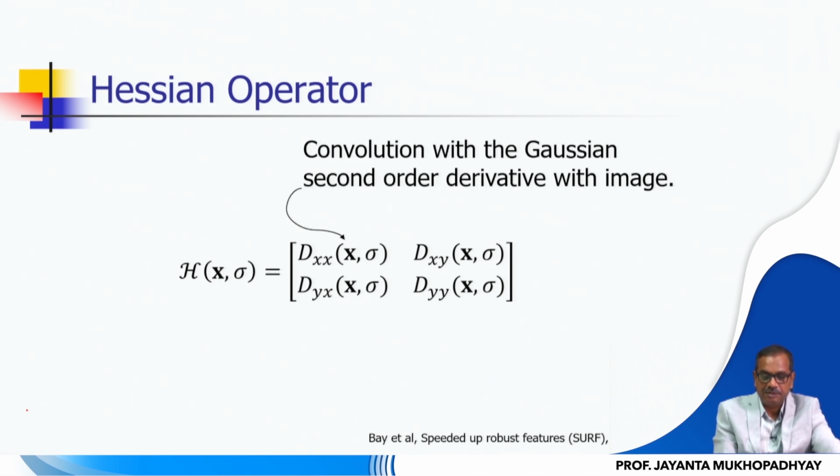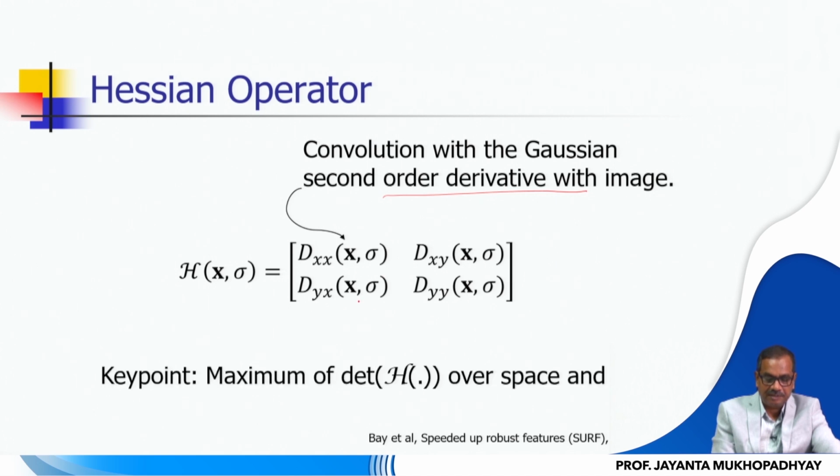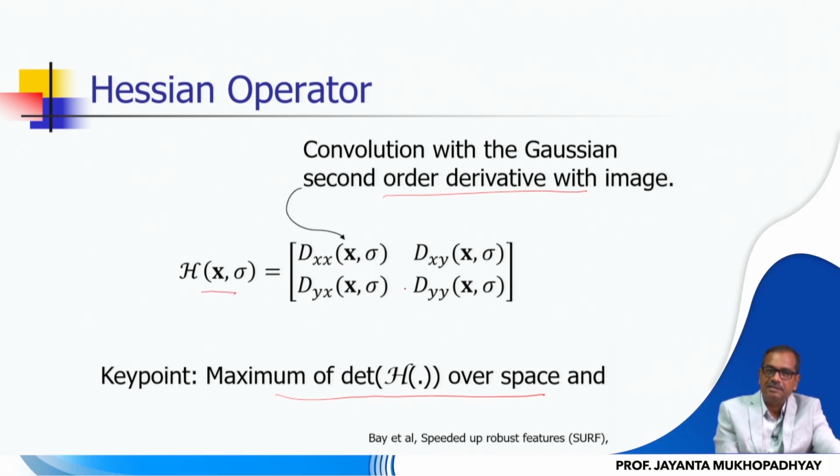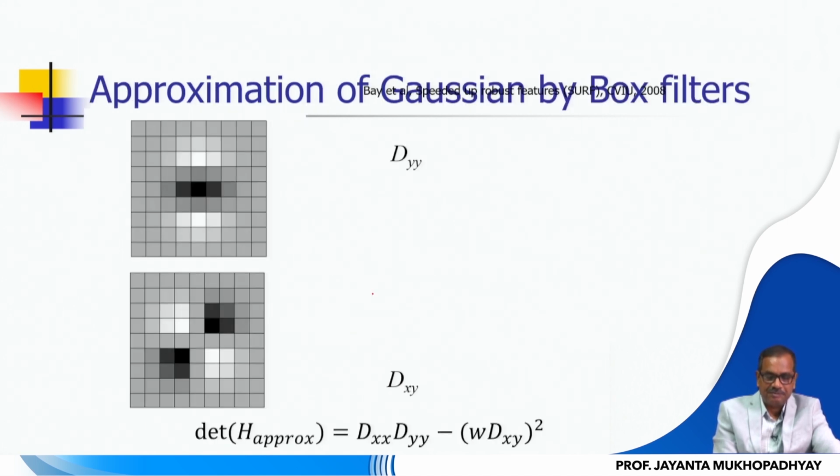So this is the convolution of the Gaussian second order derivative with the image. So this is how it is done. The key point is the maximum of the determinant of H over space and scale. That is the computation it carries out. Now, though this convolution is Gaussian, we will see that equivalent computations using box filters are used. So that is what is described here.